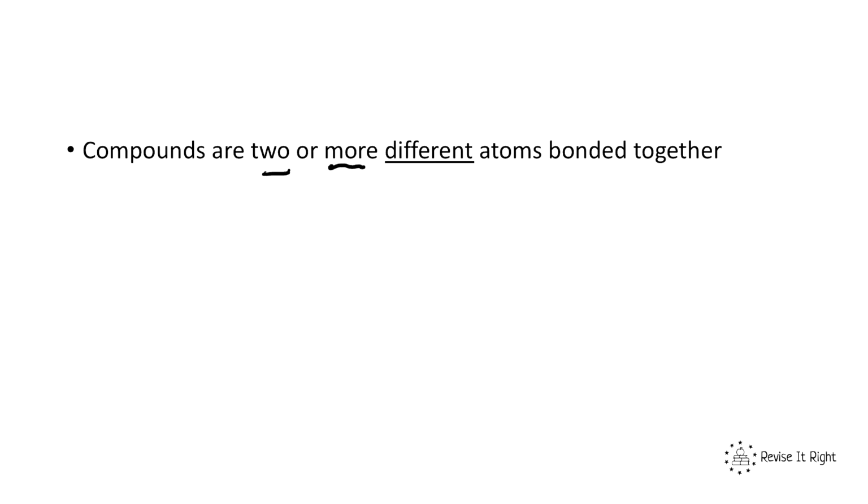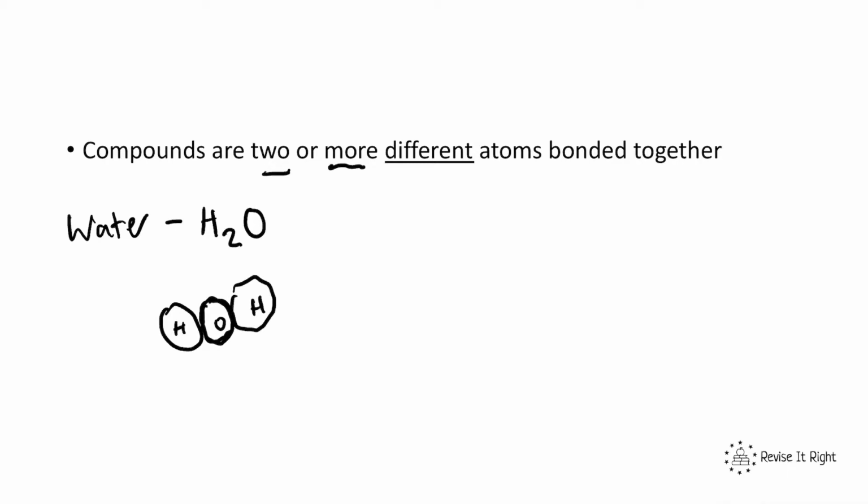So for example, water. Now water, as we know, is made up of two hydrogen atoms and one oxygen atom. Okay, so we draw it like this, to represent that they are chemically bonded. So water is a compound because it's made up of two or more different types of atoms. It's made up of hydrogen, which is one type of atom, and oxygen, which is another type of atom.